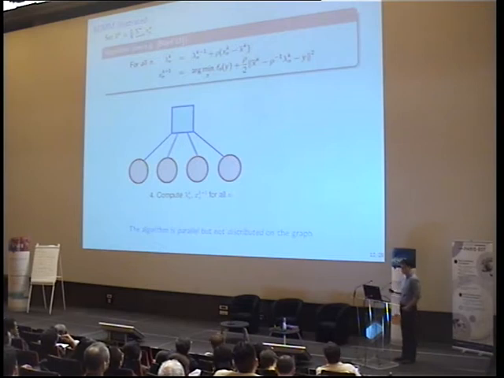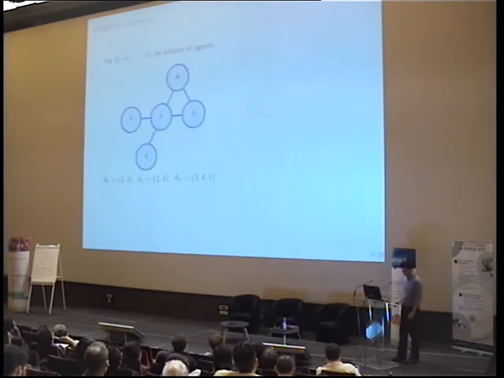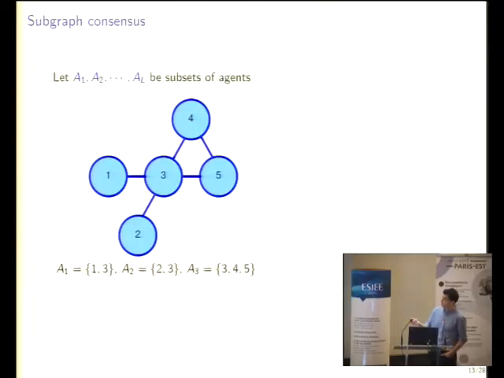So the next step is to explain how we can slightly modify the expression of the consensus constraint in order to make this algorithm distributed on the graph. The idea is the following. If we have a graph of agents, a network of agents, we introduce some subsets of agents, A1, A2 to AL. Typically, these subsets can be identified with the edges of the graph. For instance, I can define A1 to be the edge 1, 3. I can define A2 to be the edge 2, 3. And I can define A3 to be somewhat larger, for instance, the set 3, 4, 5.